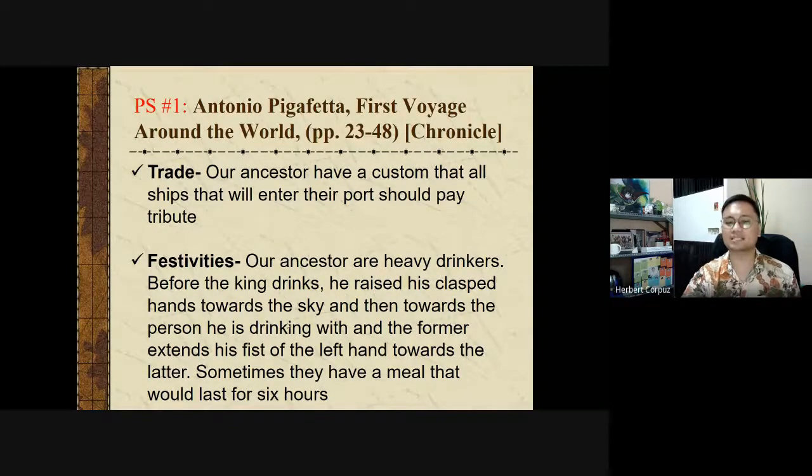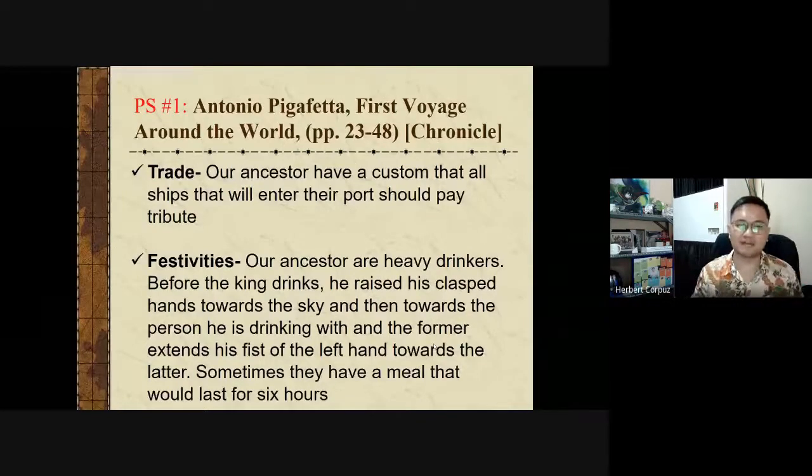He raised his glass hands towards the sky and then towards the person he is drinking with, and the former extends his fist to the left hand towards the latter. Sometimes they have a meal that would last for 6 hours. This would explain why Filipinos are meal-oriented individuals.